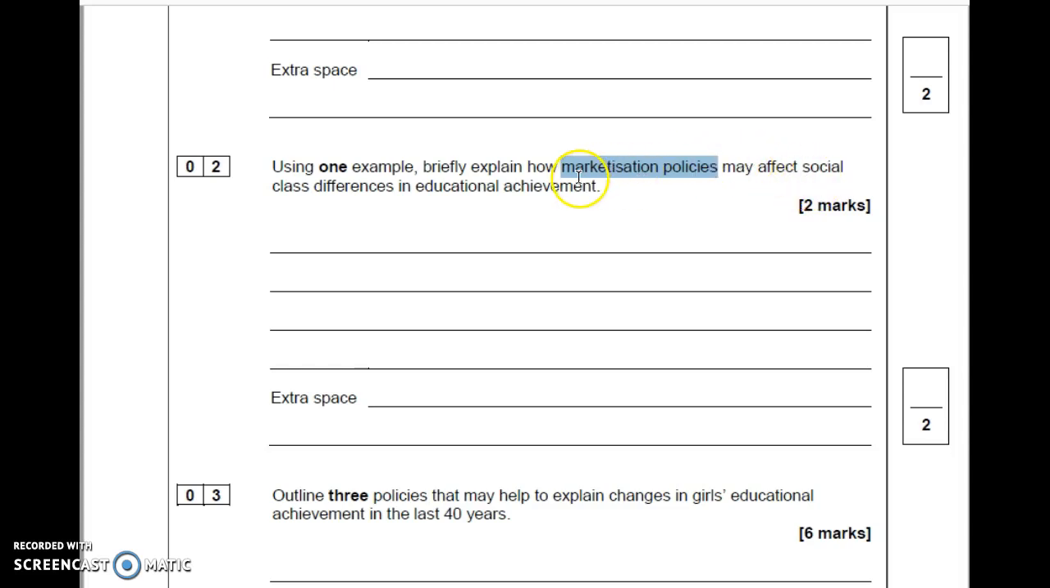So for example, something like league tables is part of a marketisation policy, and then you might say middle class pupils, their parents know how to use league tables, so they're more likely to send their children to a better school, and that means that they are more likely to achieve higher in school than a working class pupil. So you've given the example, you've explained it, and you've said how it has led to a class difference. It's not talking necessarily about failure, it can be about achievements as well.